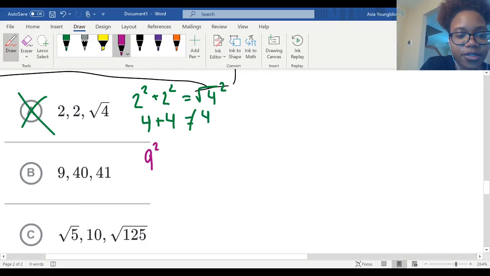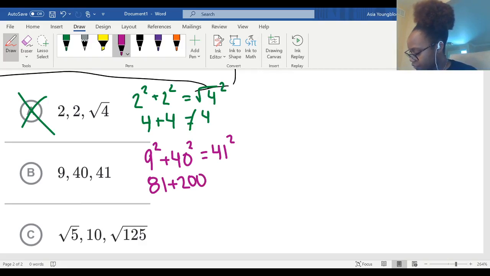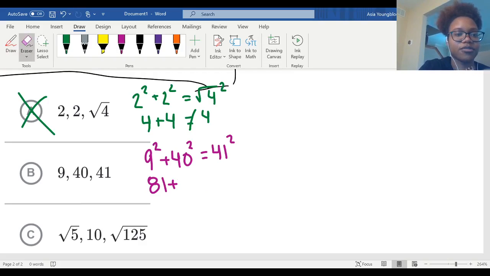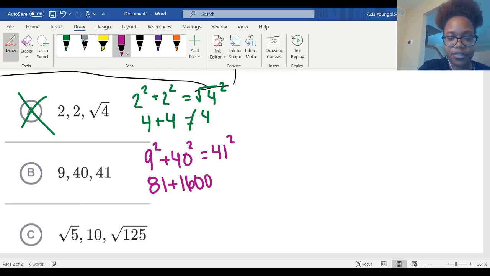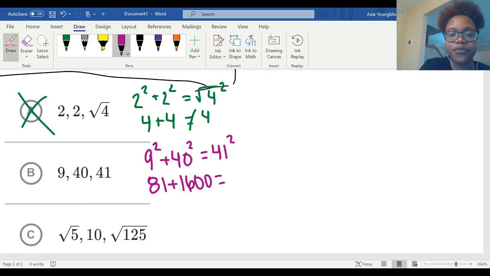For the next one, we have 9 squared plus 40 squared equals 41 squared. So that would be 81 plus... I did 40 wrong. I'm like, that doesn't make any sense. 40 times 40 is 1600. There we go. 41 times 41 gets us 1681. And that is true. So that's why this one would cause us to bubble.